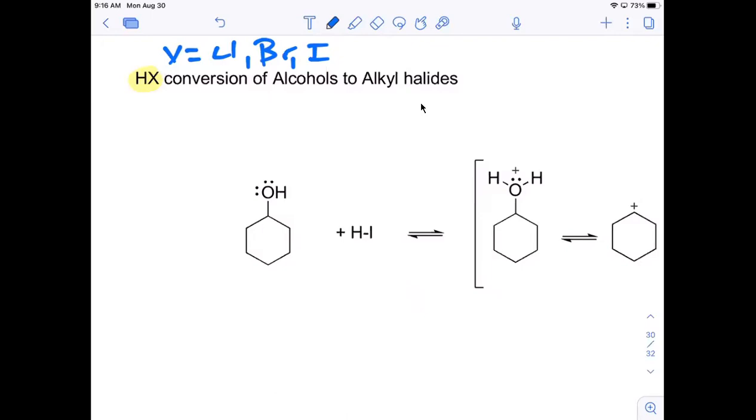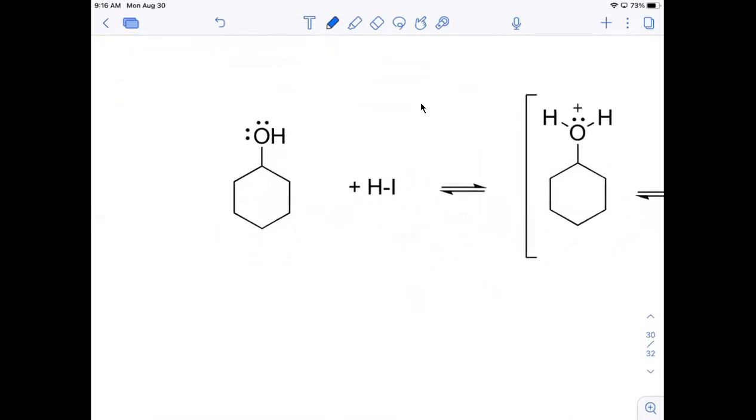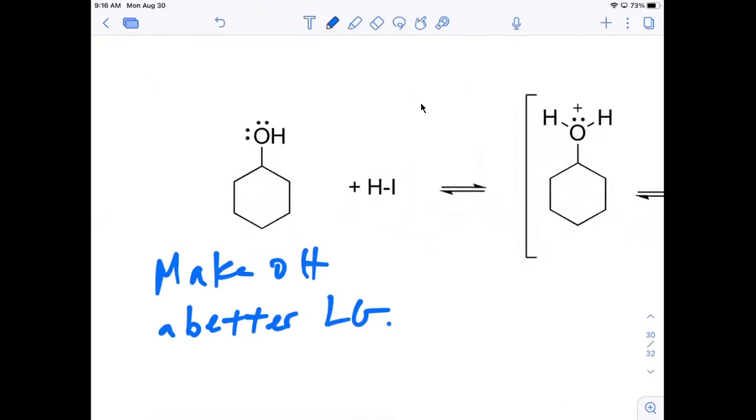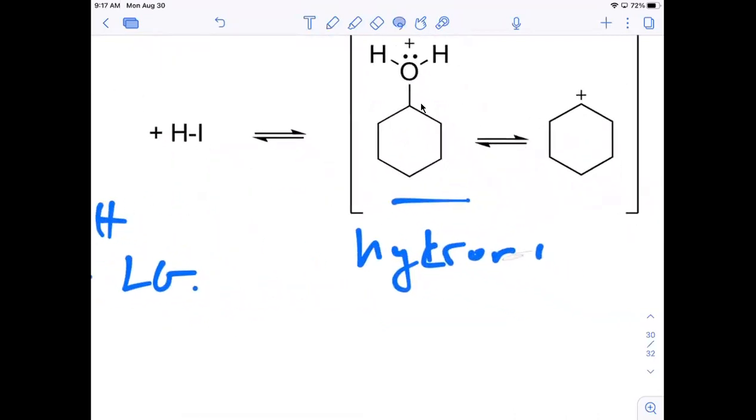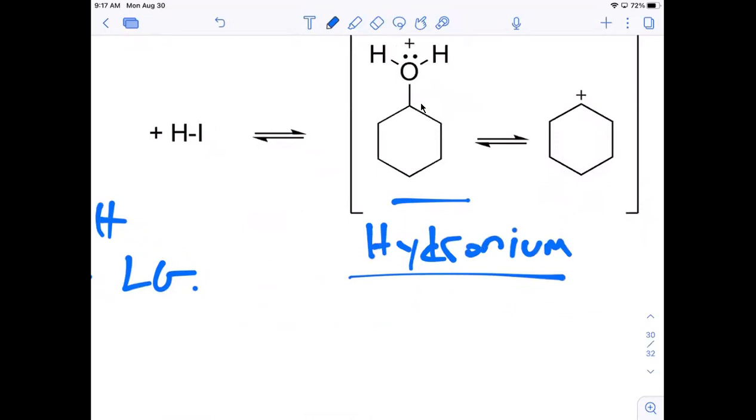All right. So how am I going to do this? Well, the first thing I have to do is make OH a better leaving group. We already said it's a poor leaving group. That's the first step. So when you see the step going from here, where I have OH plus HI, notice the intermediate here, I have a hydronium ion. When you see water like that with a plus charge as a leaving group, call it a hydronium. You're going to see that a lot. That's why I'm giving you the terminology now, so when you see it again, it doesn't confuse you.